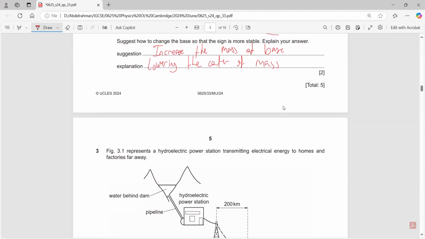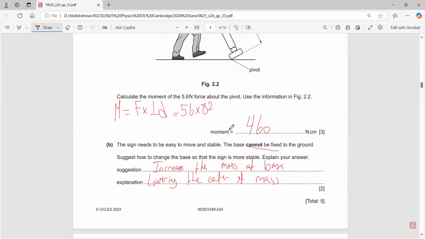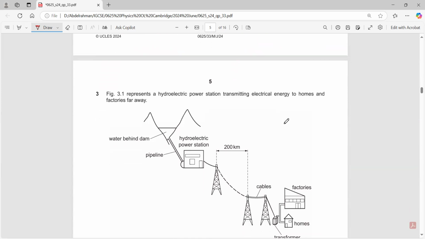Moving on. There was a question about rounding the answer. Yes, you have to round the answer. The answer was 459.2. That's too many significant figures. So we can round it to two significant figures. 460 is two significant figures. So that would be much better than writing 459.2.